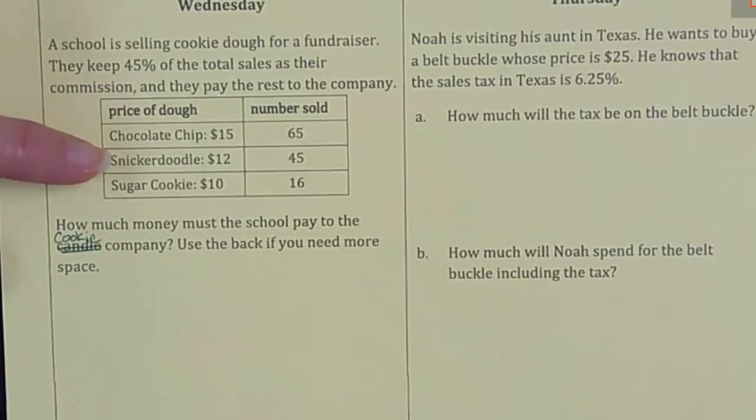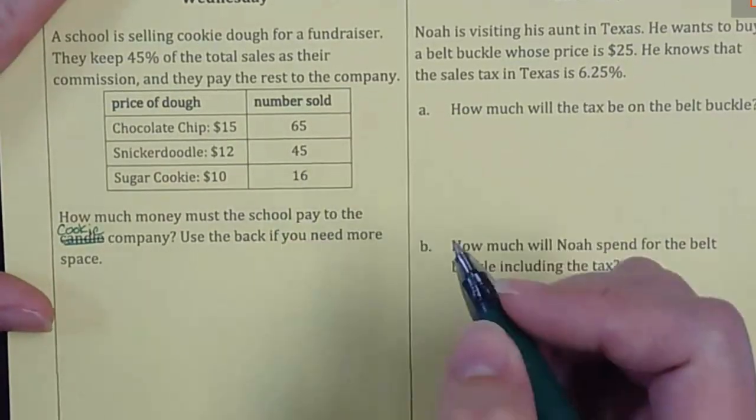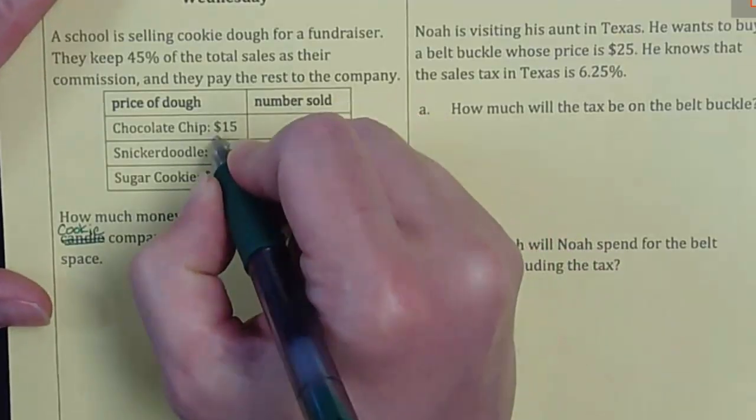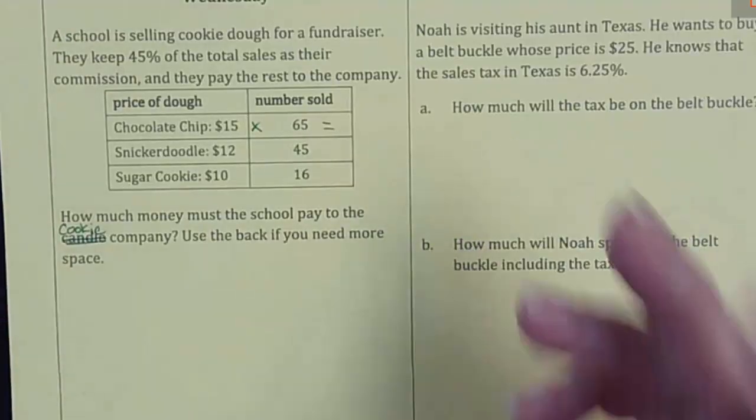So we have the price of dough, and we have the number of cookie dough boxes sold. And I need to figure out if they keep 45%, how much do they have to pay to the company? So to find out how much money I made, I need to do some multiplying because each one of these costs $15. So I need to start multiplying to find my total.